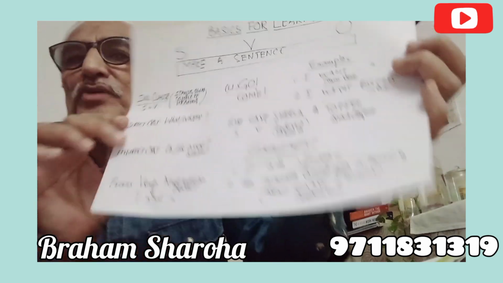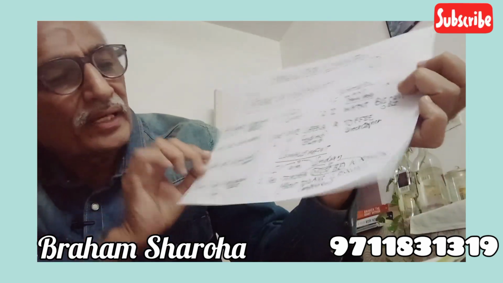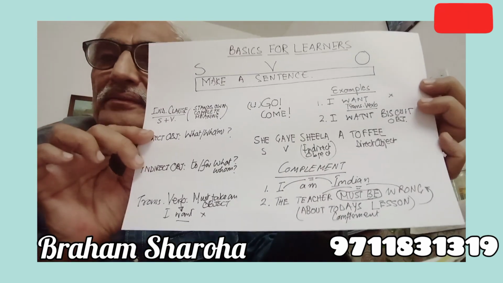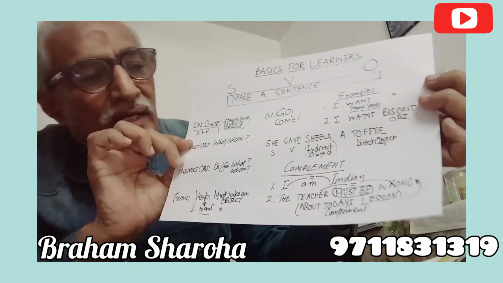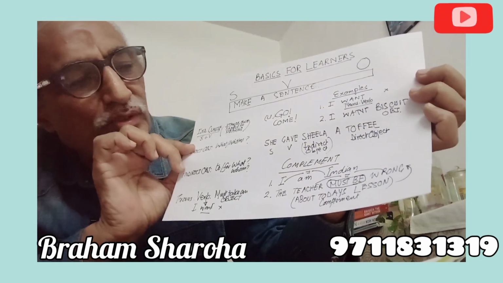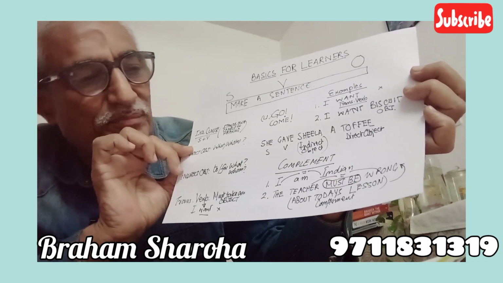For example, if you say I am an Indian, now the word Indian is a complement. A complement to whom? To I. Who is an Indian? I. So Indian is a complement, right? And am is a verb. So it's a complete sentence. Indian is a complement and I is the subject.